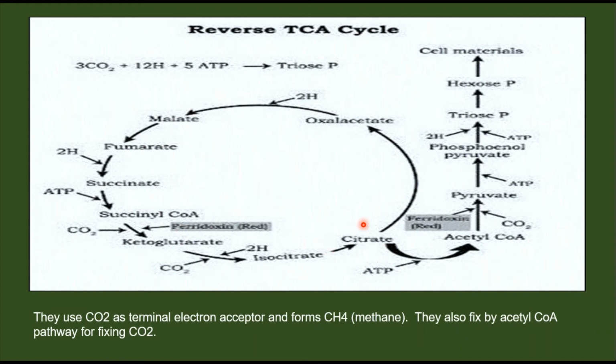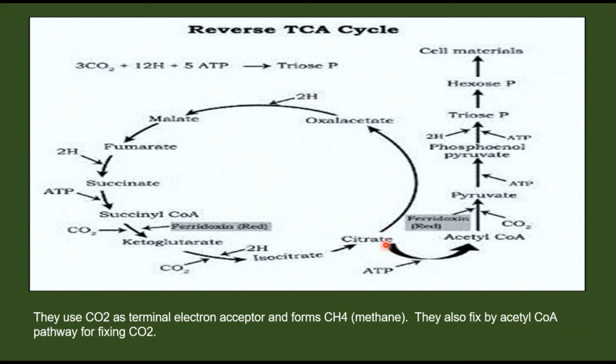Here, except for one enzyme, citrate lyase, which is an independent enzyme that cleaves citrate into acetyl-CoA, everything else is the same. This citrate is lysed by the enzyme citrate lyase, giving rise to acetyl-CoA and oxaloacetate. That's the only enzyme that differs from the TCA cycle to the reverse TCA cycle.